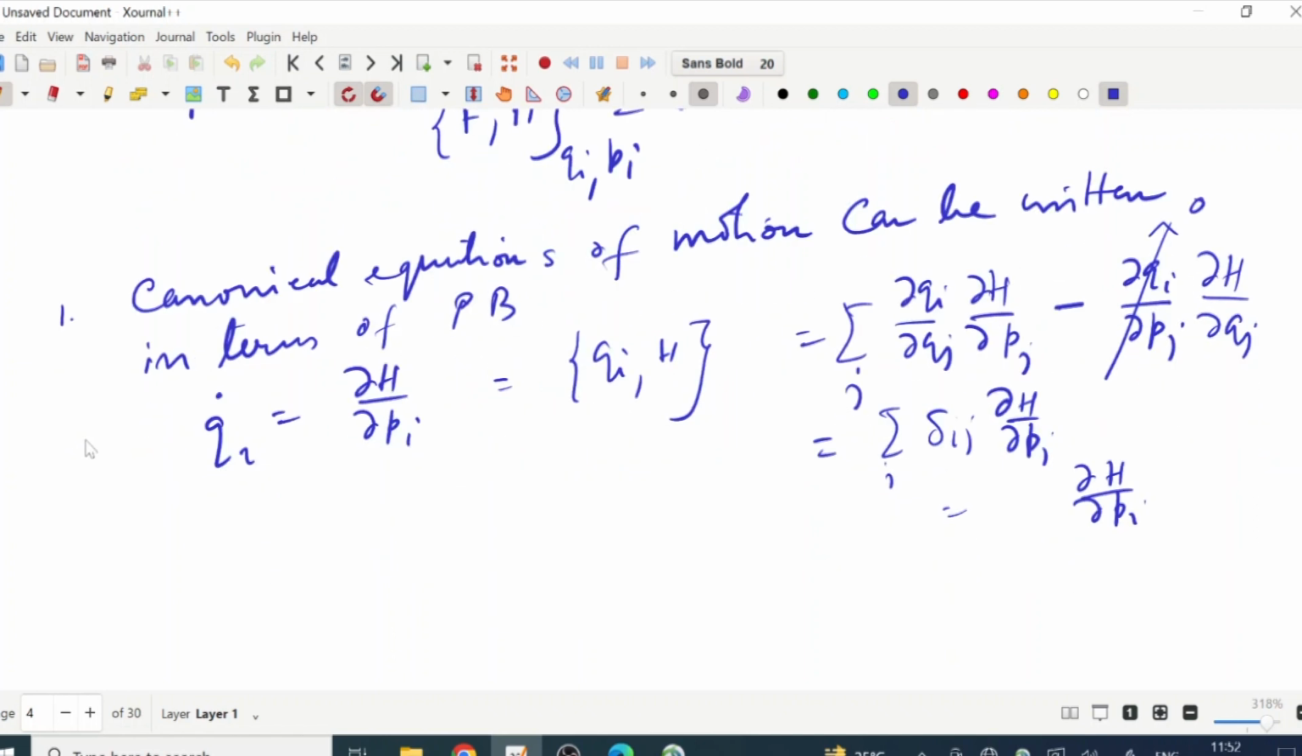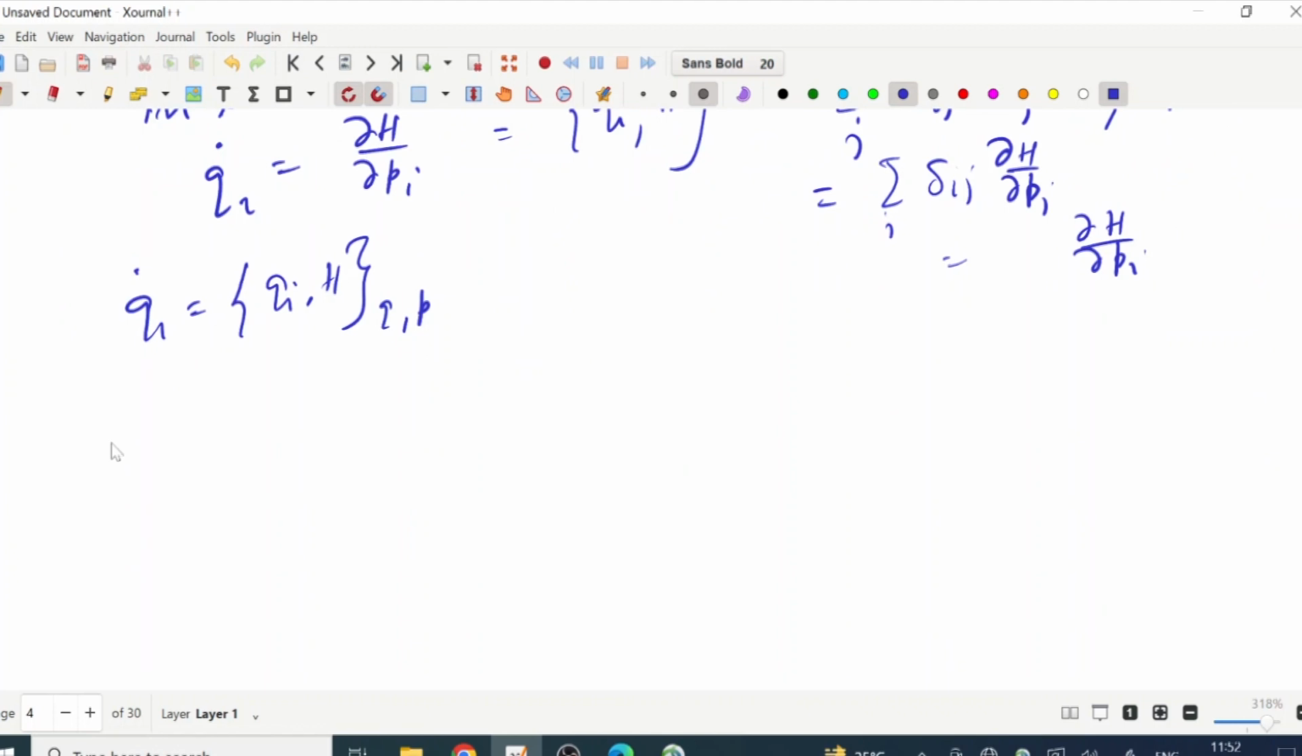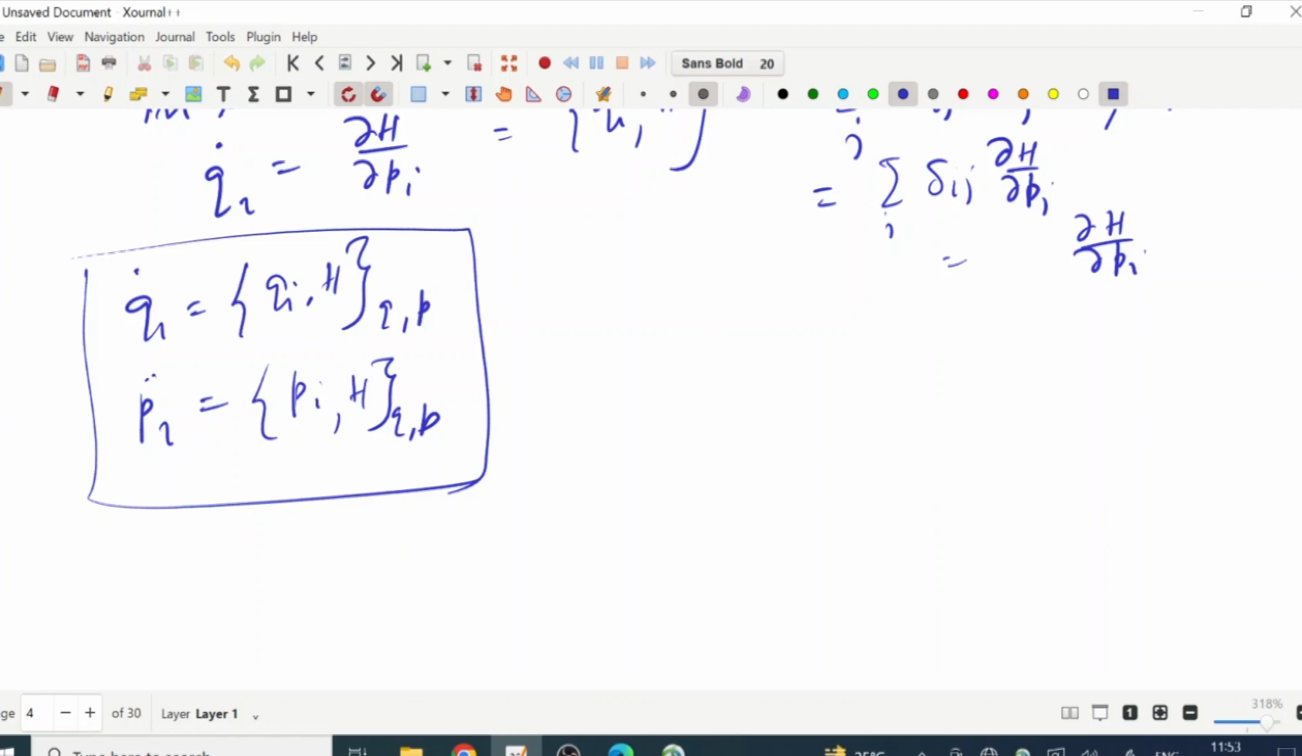So, we have written that qi dot is basically the Poisson bracket of qi with h, with respect to q and p. Unless otherwise mentioned, we always take the Poisson bracket in terms of q and p. When we have more sets of canonical variables, we have to mention with respect to which canonical variables we are defining the Poisson bracket. Similarly, in a straightforward manner, you can see pi dot is the Poisson bracket of pi with h. So, the canonical equations can be written in terms of Poisson brackets, and you see this is very symmetric. Earlier, the canonical equation for qi dot does not have a minus sign, but pi dot has a minus sign. Here both are of equal form, both the Poisson bracket with the Hamiltonian.